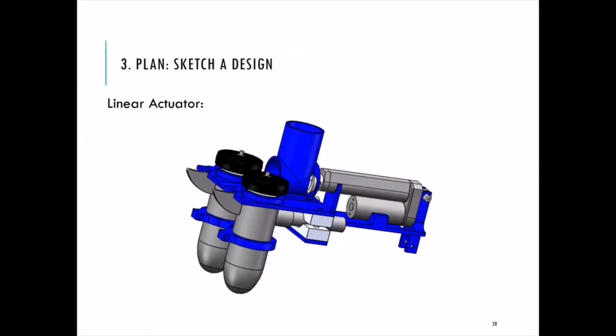And then we also had one that used a linear actuator. And so there would be a piston that would basically go in and out, which would cause the balls to drop down and be pushed into it one at a time.